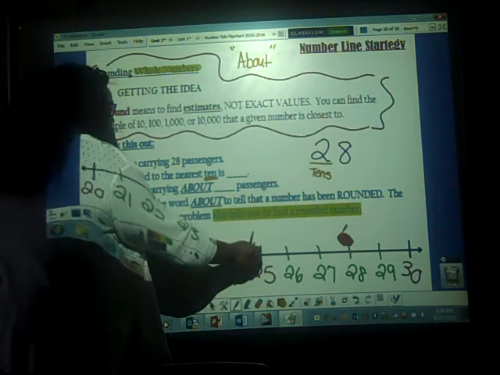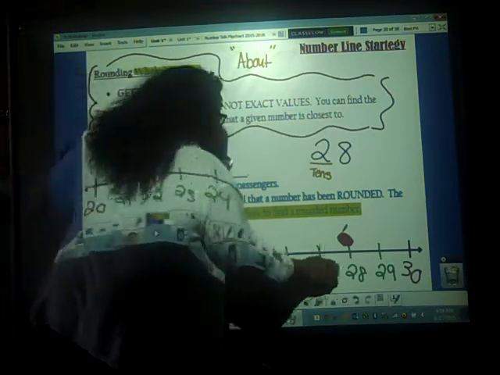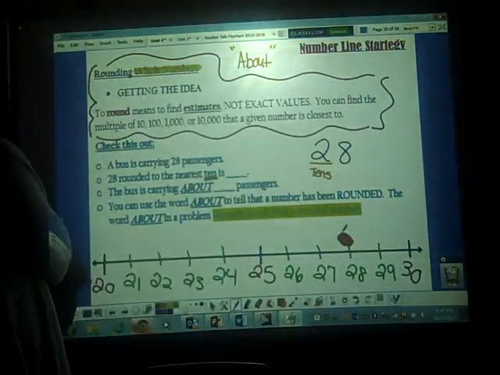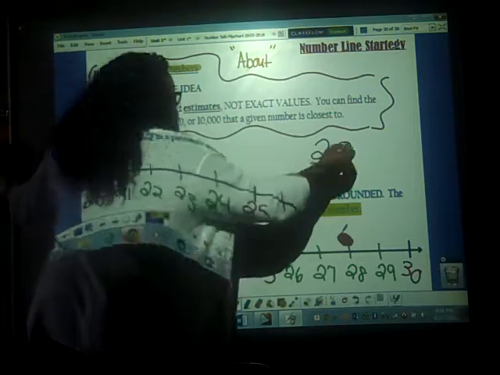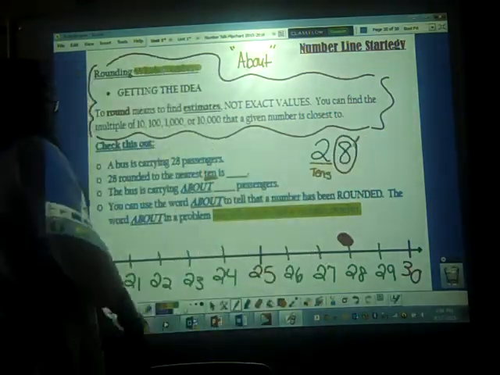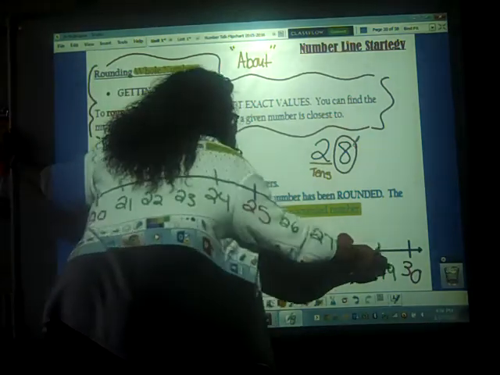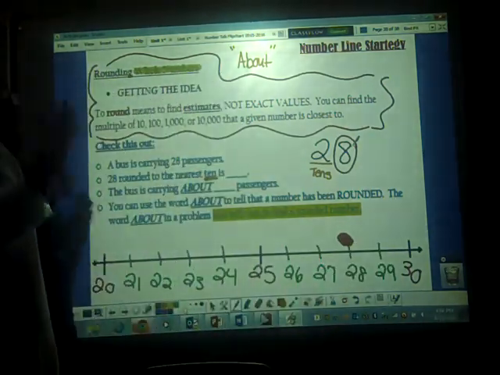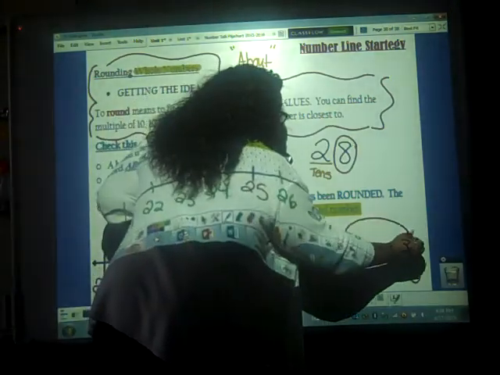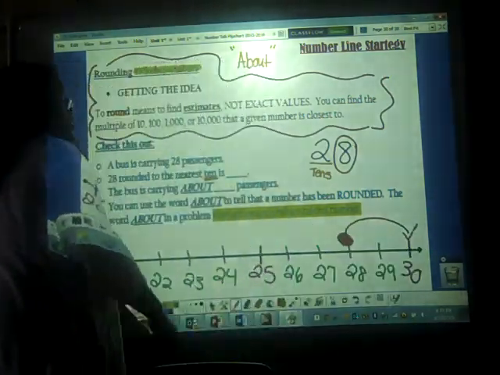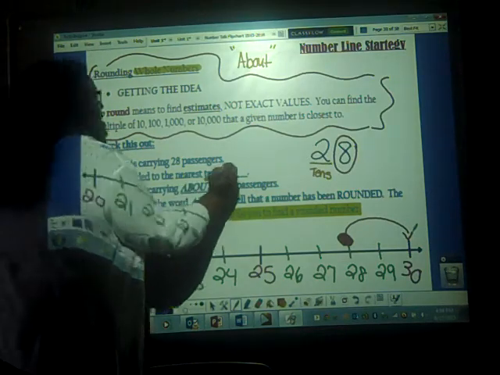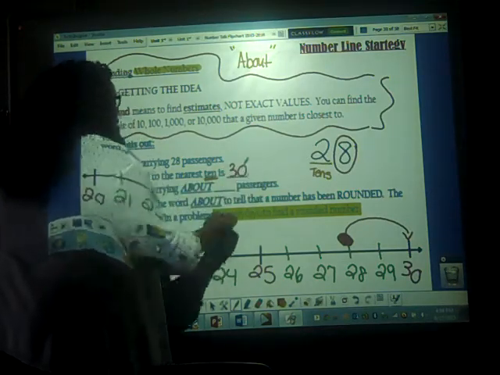Now, here's our halfway mark. You know, 5 or more, raise the score. 4 or less, it goes this way, let it rest. But see, the 8 in 28 is closer to 30. So we're just going to round 28 up to this person right here, to 30, because it's closer to the whole number 30. So 28 rounded to the nearest 10 is 30.